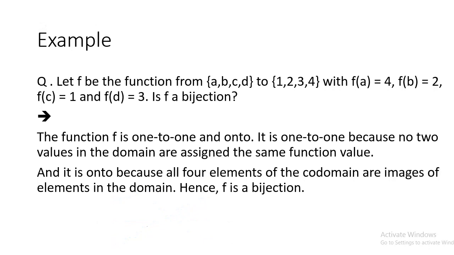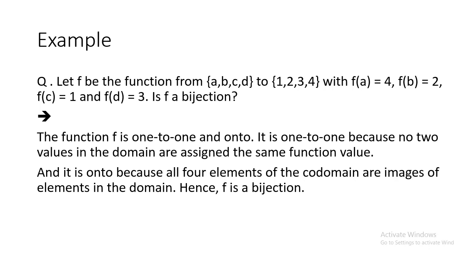Next, see one example here. The question is: let f be a function from {a, b, c, d} to {1, 2, 3, 4} with f(a) = 4, f(b) = 2, f(c) = 1 and f(d) = 3. Is the function f a bijection? Bijection means a one-to-one correspondence or one-to-one onto function.